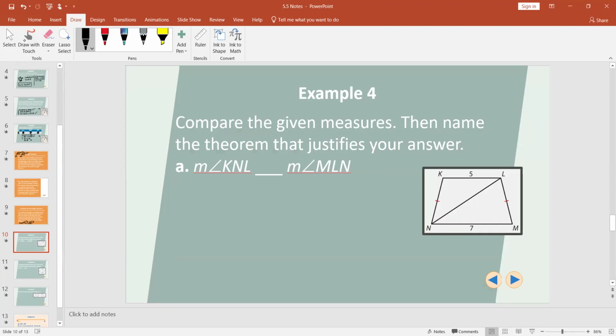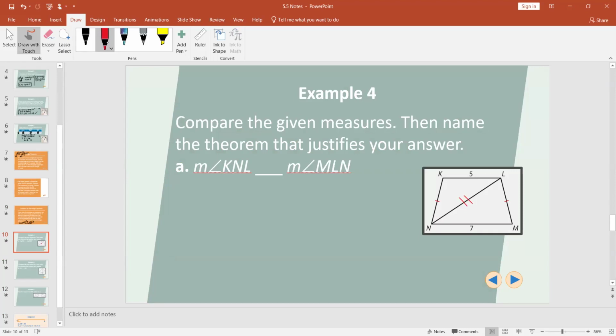In this trapezoid that we have that's made up of these two triangles, we need to compare the given measures. So they told us that KN is congruent to LM. We also know that NL is congruent to NL. So we have to look at which angle is included.